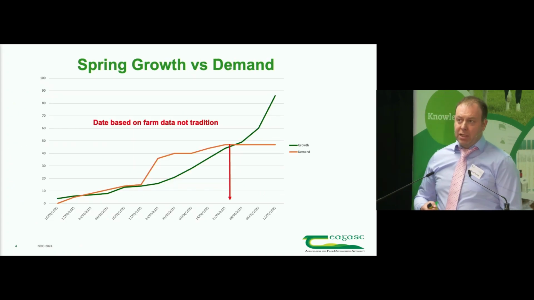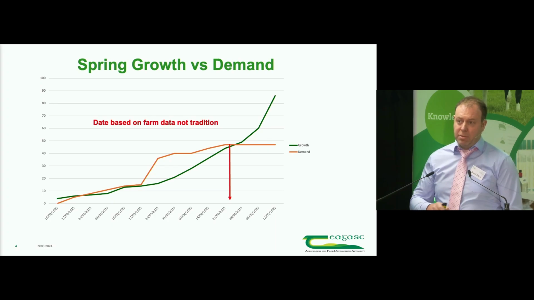So, picking that date for your farm. This slide here is just picking that out. The green line is growth. That's our growth from Ballyhaise, the growth curve, the average of the last three or four years. And then the orange line is the demand on the budget that I'll show you in a minute. So the date when the two of those lines meet together, for us, that's usually around the 20th of April.